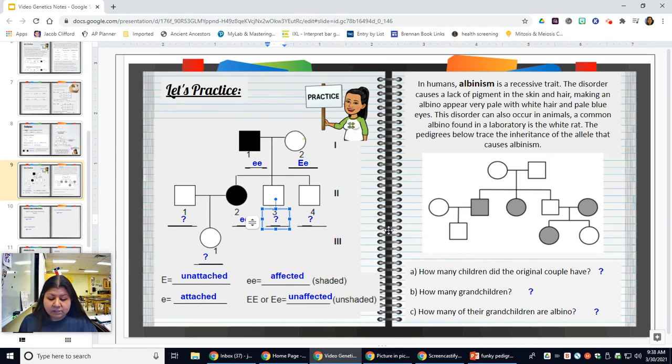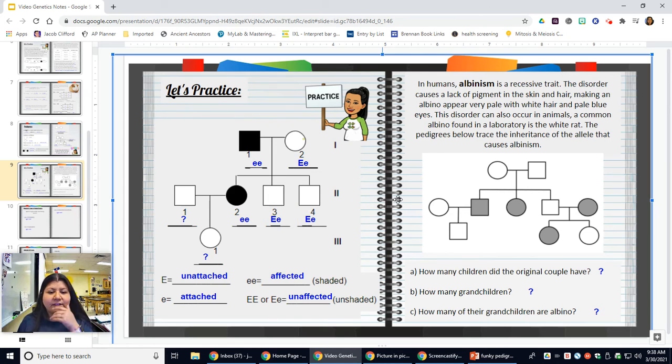Over here, for these two sons, I know they have at least one big E, and the only person they could have gotten that from is their mom, because she's the only one that has one big E. So from dad, they got one little e. That's the same for both of these sons.